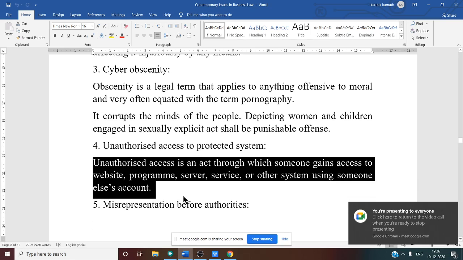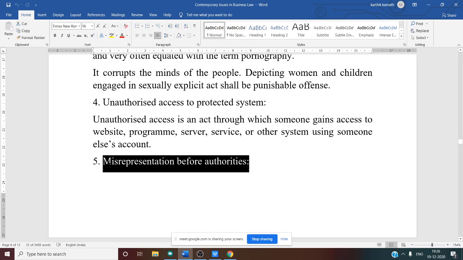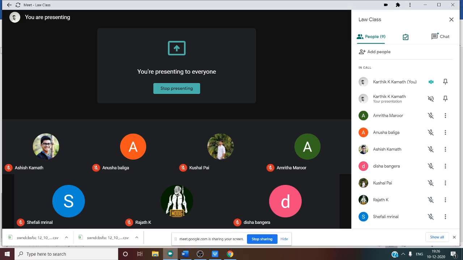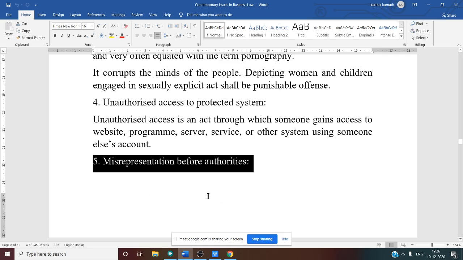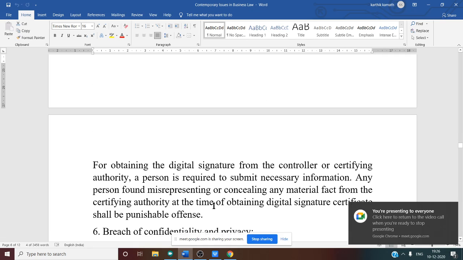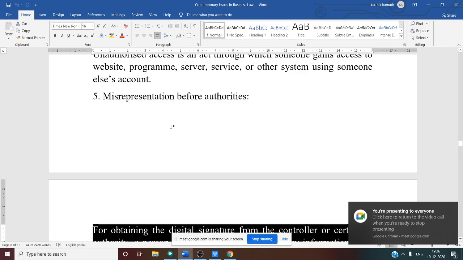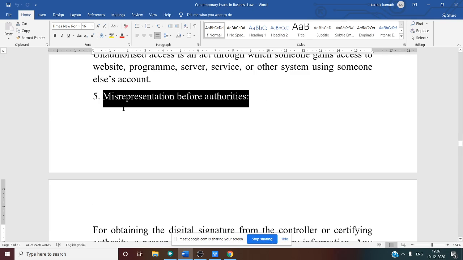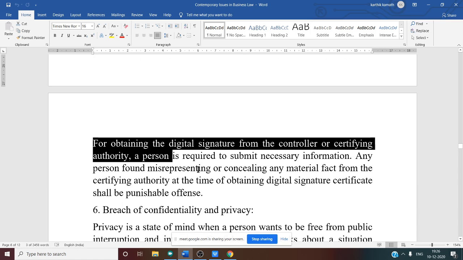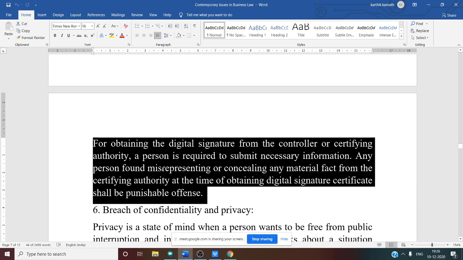That is the fourth one. Next, misrepresentation before the authorities. How can misrepresentation before the authorities take place? Suppose the authority is issuing a digital signature, there you have to produce some valid proof. So if you show some misrepresentation, or you are showing some fraudulent proof, in that case it becomes misrepresentation before the authority.